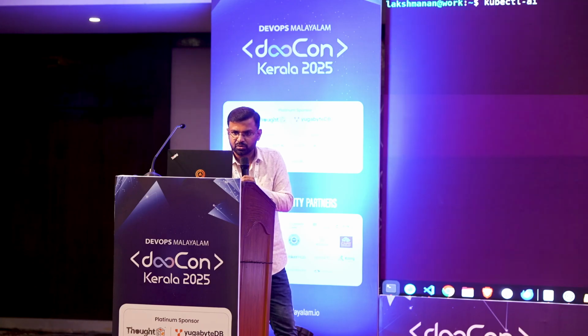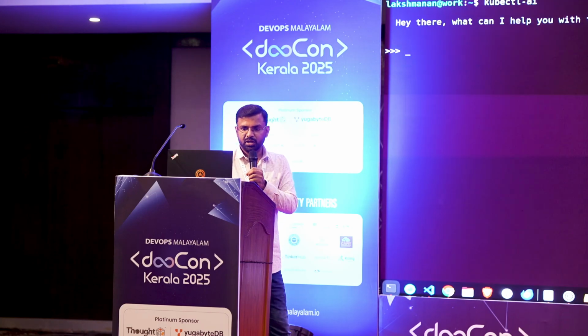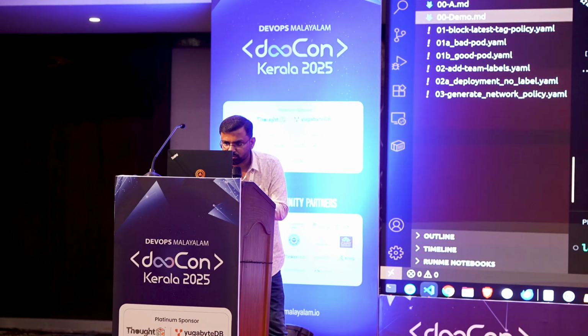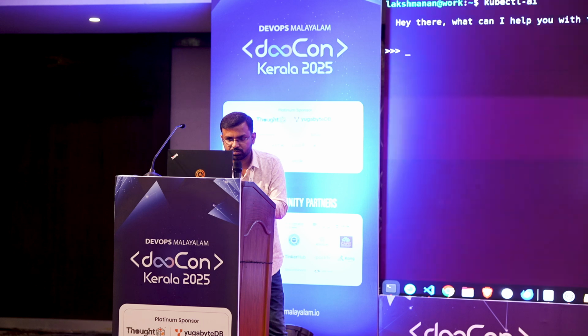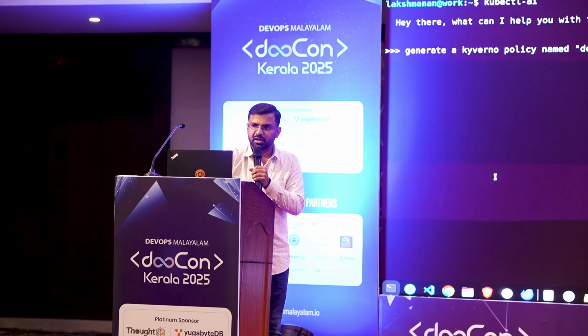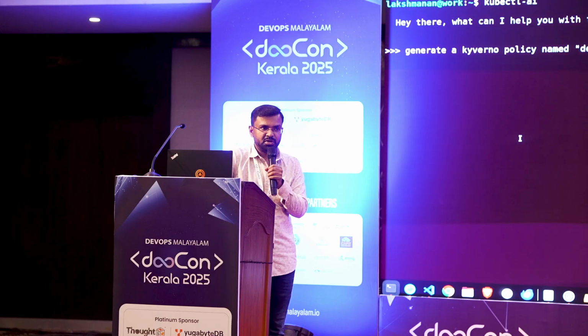So you just need to enter kubectl AI. Then I'm going to paste a prompt. So I'm asking kubectl AI to create a new policy, a policy which will generate network policies for new namespaces. Whenever a new namespace is created, it is going to automatically generate a network policy.